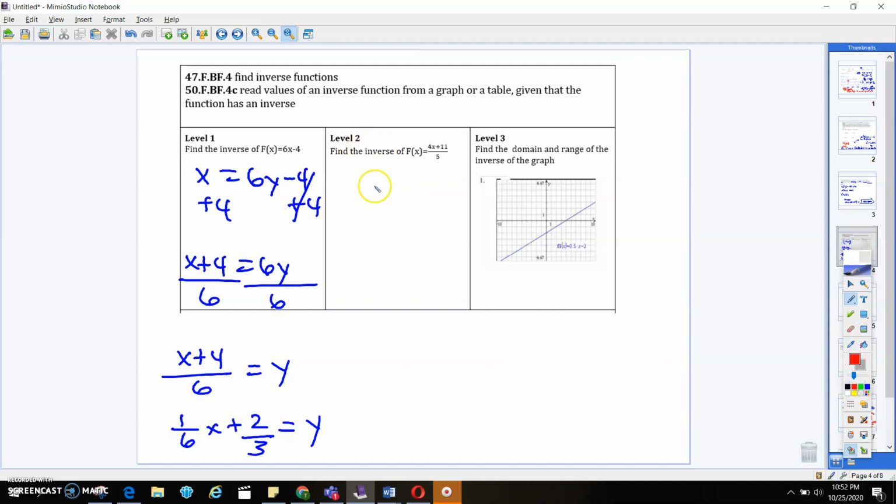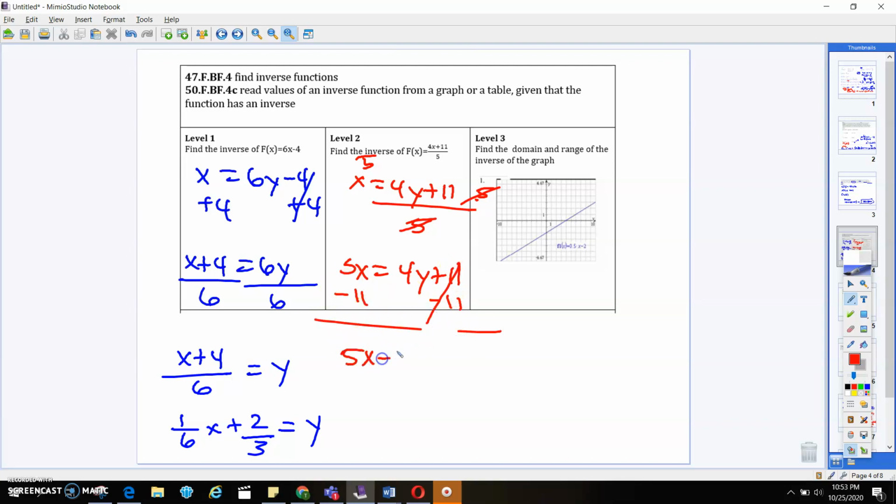On level 2, we're going to do the same thing. We're going to switch our x and y. And now we're going to get rid of this 5 in the denominator by multiplying by 5 on both sides. So this will be 5x equals 4y plus 11. We're going to subtract 11 on both sides. This is going to give us 5x minus 11 equals 4y. We're going to divide by 4 on both sides. And that'll give us y equals 5x minus 11 divided by 4. Or you might see this as 5 over 4x minus 11 over 4. And you could have these as mixed numbers. It's okay if you want to do it either way.